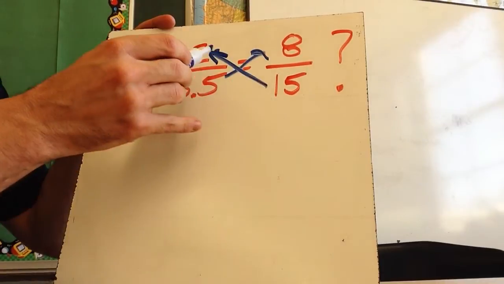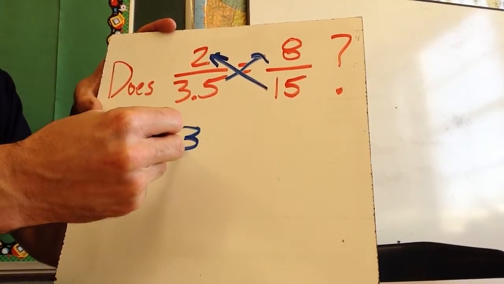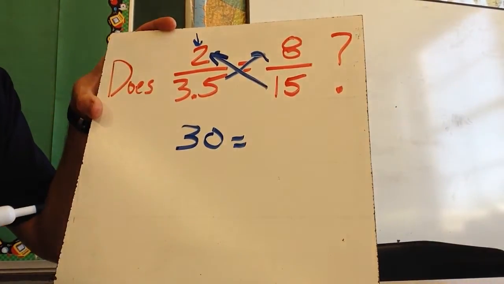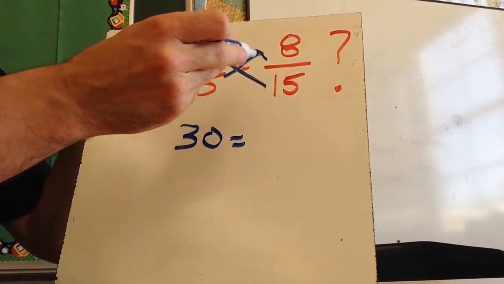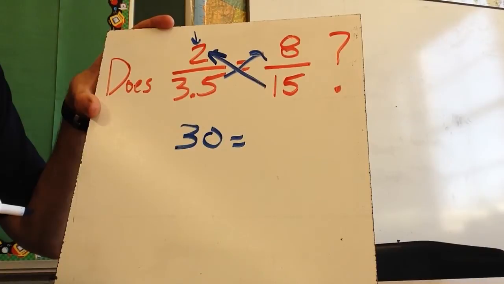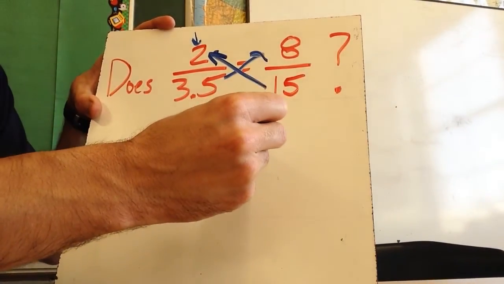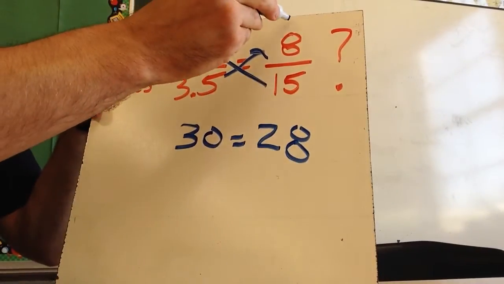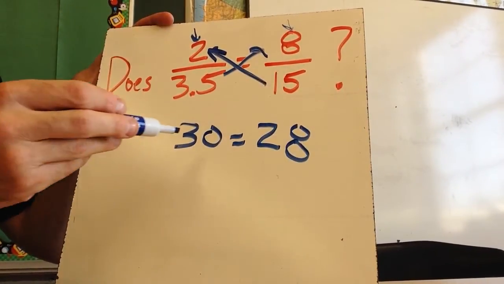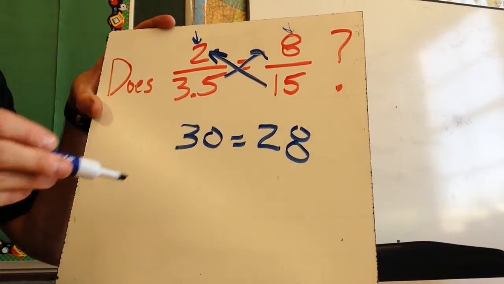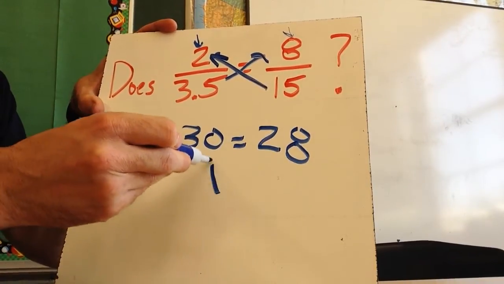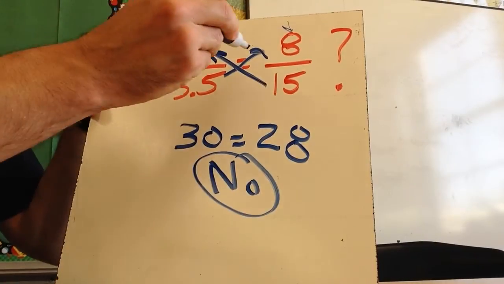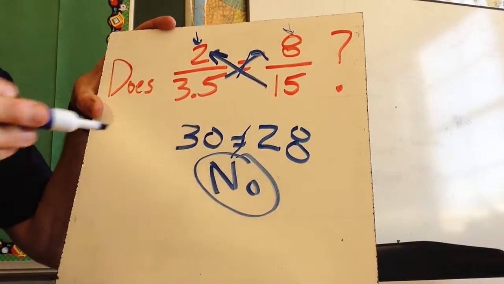So I'm going to take 15, multiply it times 2, and put the 30 on the left side, keeping it on the same side as the 2. I'm then going to take 3.5 times 8, and that is going to give me 28. I'm keeping it on the same side as the 8. Because 30 is not equal to 28, these two fractions are not equivalent. So that would mean these don't equal because those don't equal.